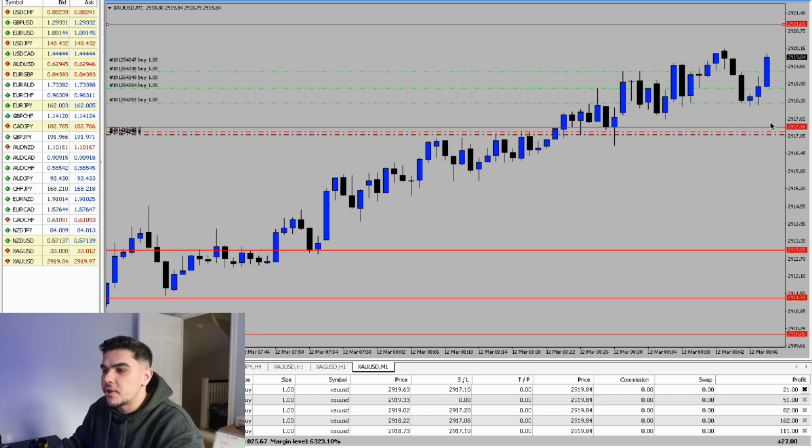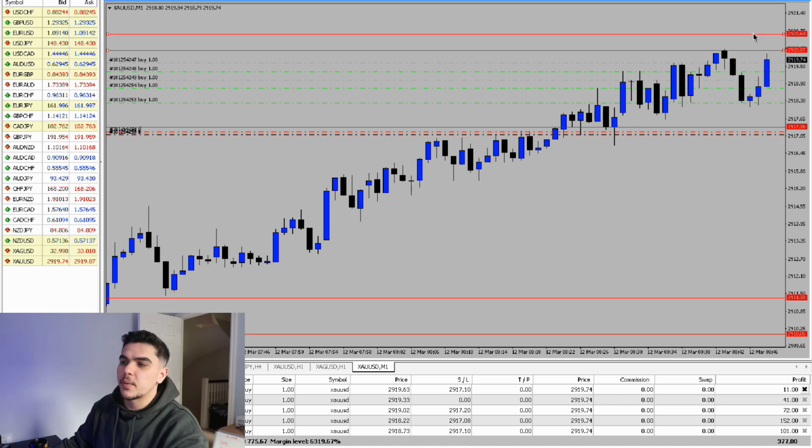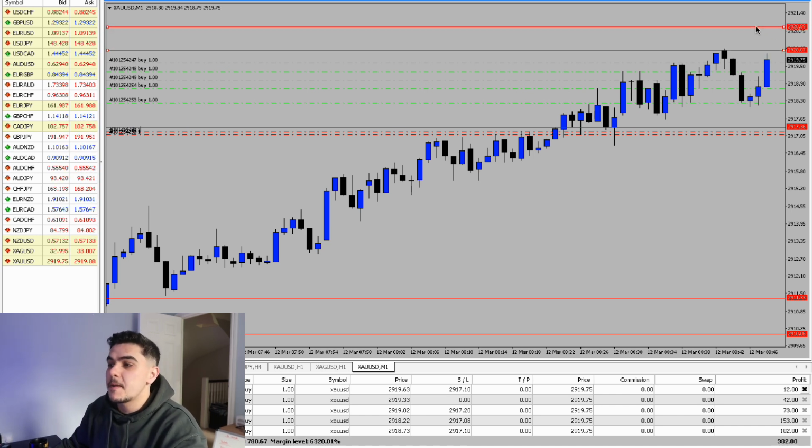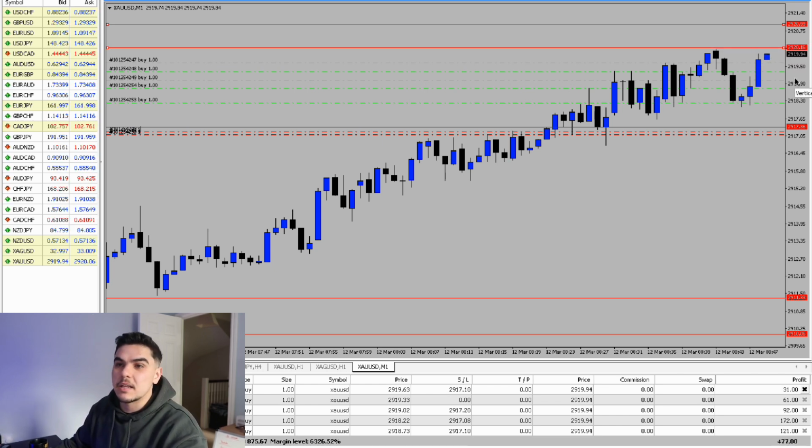There we go, price breaking. If we have a closure above, I can actually use one of these levels. If we have a closure above 29.20, you've got 29.21 there for me to add, then yep, I will. 29.20 and 29.21, and I will be adding to that.